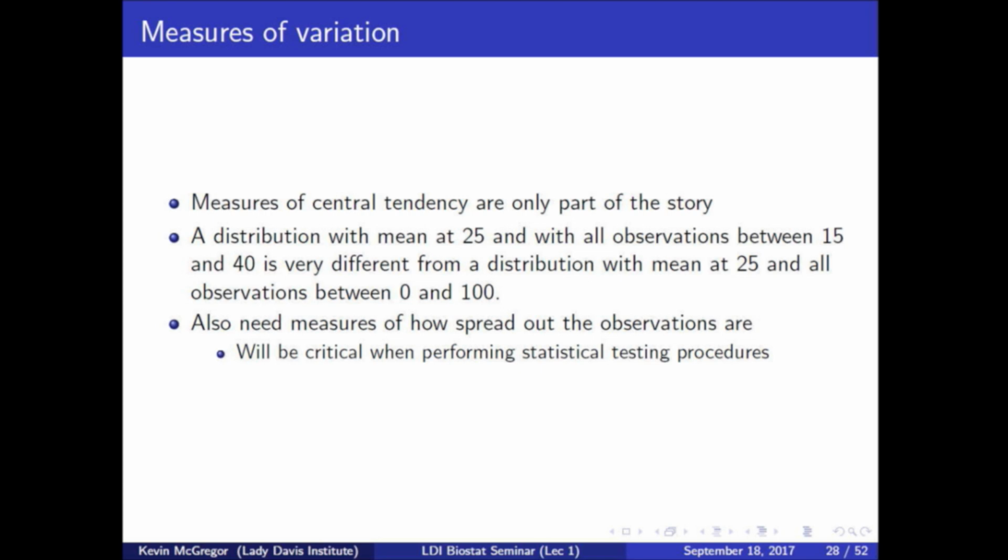If you imagine two different distributions, both of them have a mean at 25, but the first distribution varies between 15 and 40, and the second distribution varies between 0 and 100. Even though they have the same mean, those two distributions are very different. This illustrates why we need some measure of variation. These are going to become critical when we go into statistical testing procedures like t-tests and linear regression and all that.